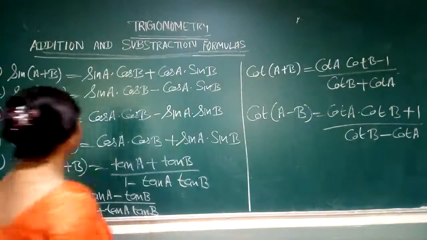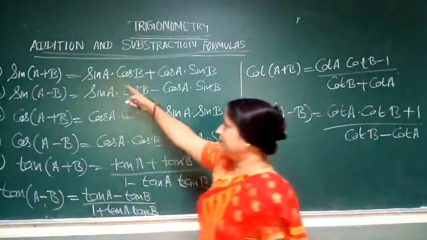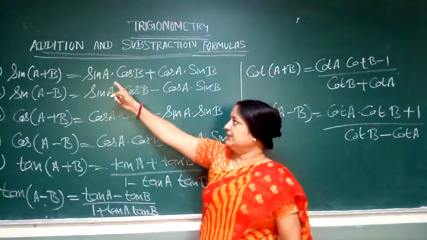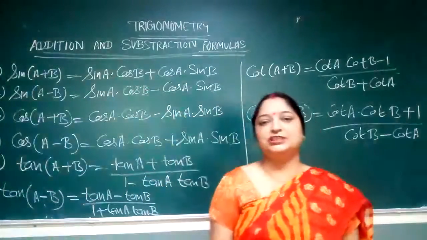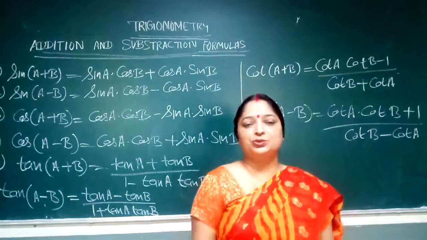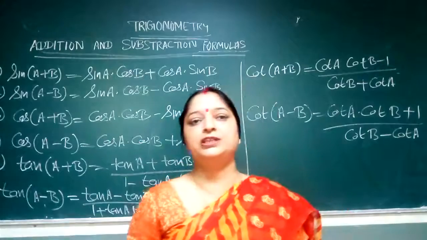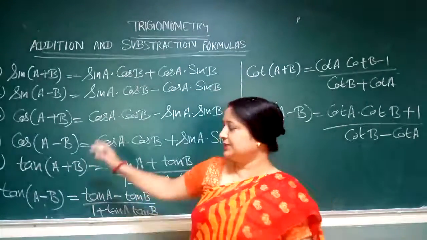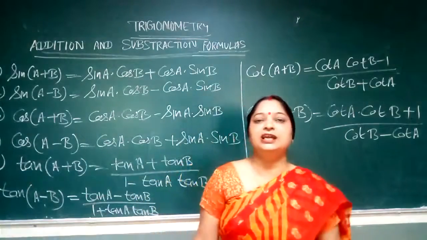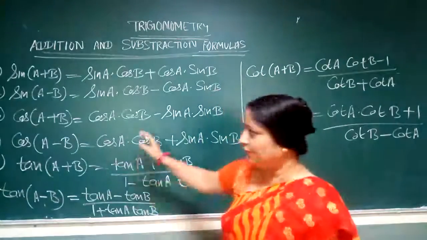Now students, sin of a plus b is equal to sin a into cos b plus cos a into sin b. Now students, you have to learn these formulas. These are very important formulas. Without using these formulas, you can't solve the exercise. And the proof is also there.